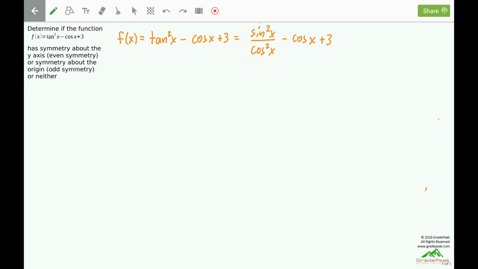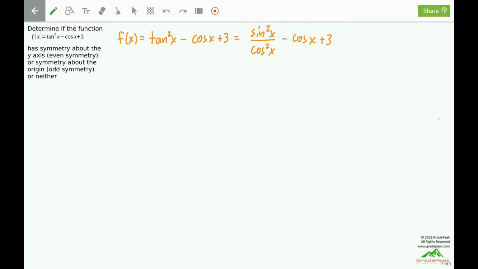The fraction is made up of an odd function, sine, which is squared, and odd times odd is even, so that will be even, divided by cosine, which is even, and even times even is even, so cosine squared will be even. Even over even is even, so the first term is even. Cosine of x is even, and a constant is always even symmetry. So we have three terms, each of which are even. Therefore, this is expected to have y-axis even symmetry.